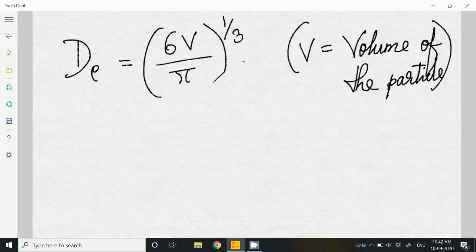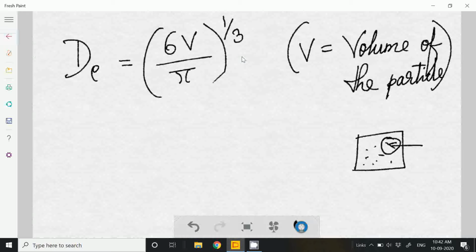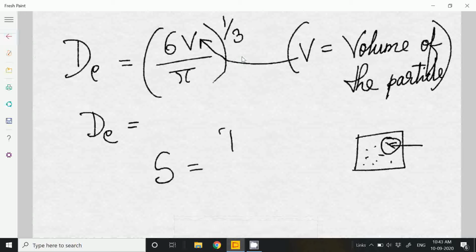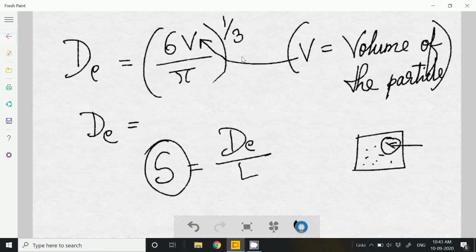That means we are dealing with one particular particle, right? One particle we are dealing with. So for that particle, you need to find the volume. Then after the volume is found out, you will get the DE value. Then S, you will find out as DE by L. So then you will get the sphericity. So it will tell you how much it is conforming to being a sphere.